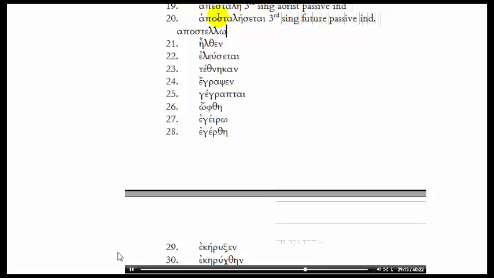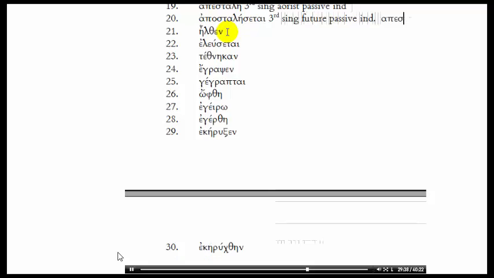Okay, notice in principal parts 3, 4, 5, and 6, we elide the apo and stick the epsilon in there. Remember, we don't do anything to the apo except hack off the final vowel and stick in the temporal augment here. So basically the apo just kind of comes along for the ride. We don't change it at all when we form these.